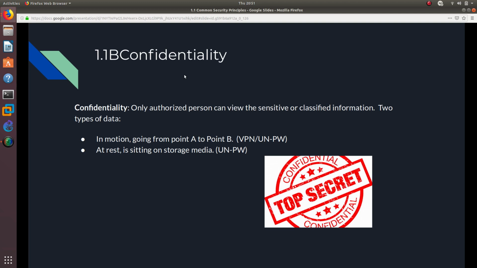Okay, so the way that you can have confidentiality is by having either a username and password or a VPN for when data is in motion, because you don't want anybody to have access to it that shouldn't have access, right? And when it's at rest, you also want to have a username and password. And if you want to add more confidentiality, you can always add two-factor authentication to it, which is really good. I really recommend that for every account that you have, you always have two-factor authentication, which makes it a lot harder to hack into your account.